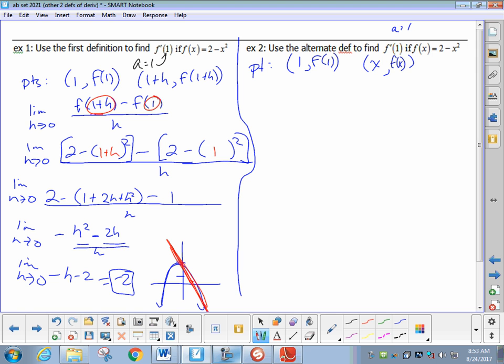Set up the slope or the difference quotient. What is it? F of x minus f at 1 over x minus 1. And the limit, how do you get the points close together? X, take x to 1. All right. Sounds good. Now, let's go with the functions. The limit as x goes to 1. What's f of x? 2 minus x squared. What's f at 1?